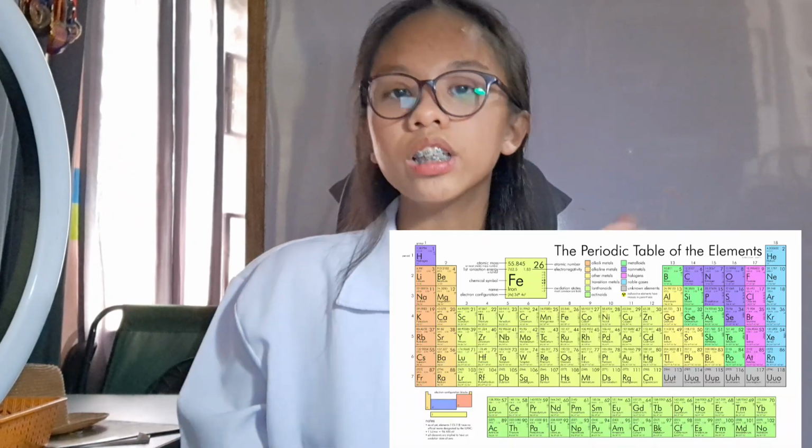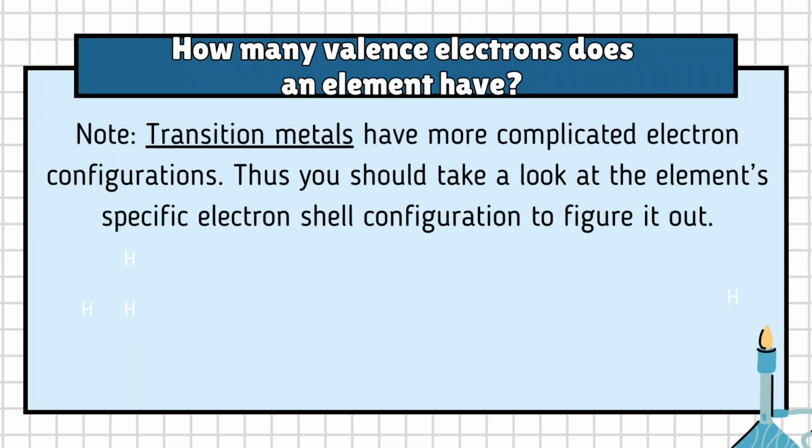How many valence electrons does an element have? You can use the periodic table to help you determine how many valence electrons an element has. Look at the group that the element is in, as the group number indicates the number of valence electrons that the element has. Note, however, that this rule only applies to elements that are not transition metals. Transition metals have more complicated electron configurations. Thus, you should take a look at the element's specific electron shell configuration to figure it out.